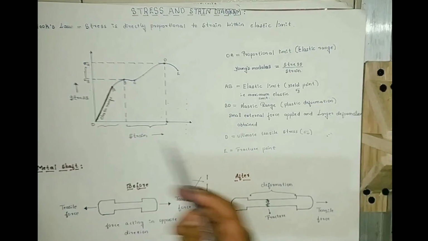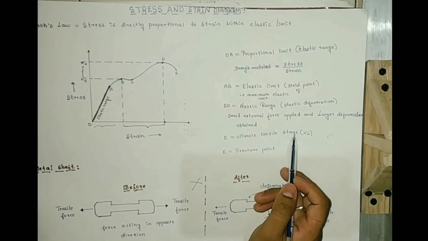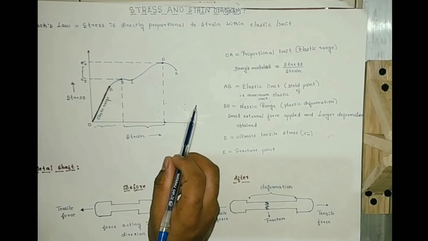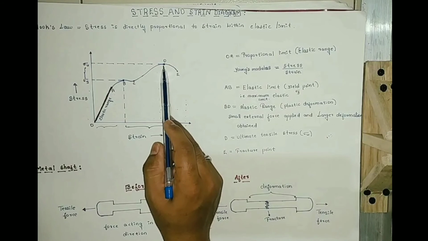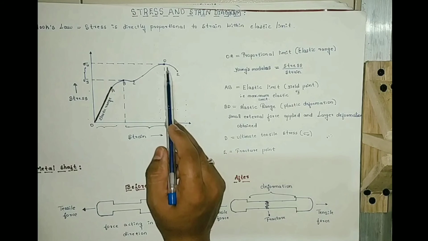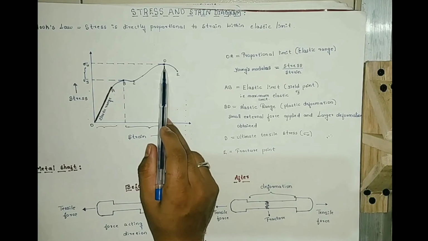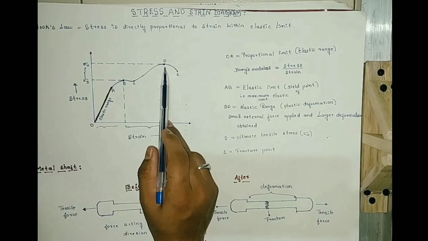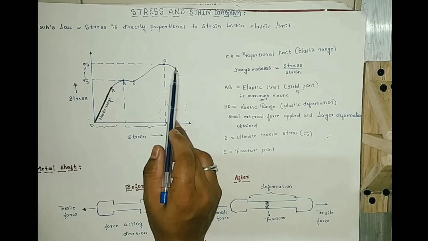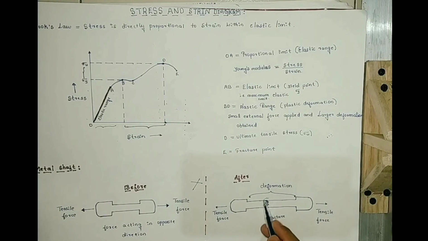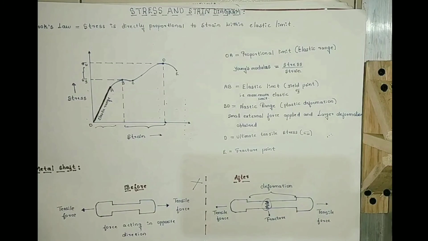D is also called the ultimate tensile stress, that is sigma U. It is called ultimate tensile stress because at this point the material experiences the largest tensile stress and it will undergo the fracturing process. When the deformation crosses this point D, it will undergo fracture. At this point E, the material will break down. That is what is shown here. So this is all about the stress and strain diagram.